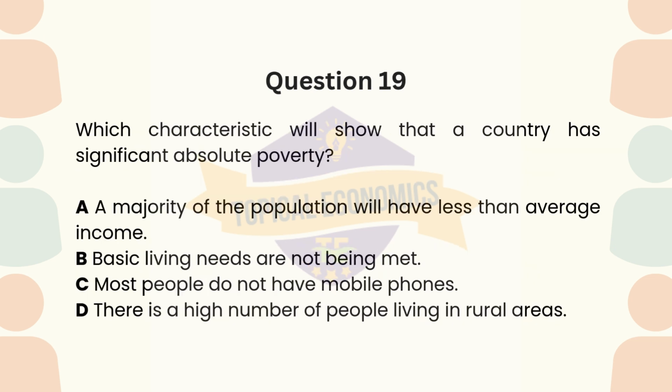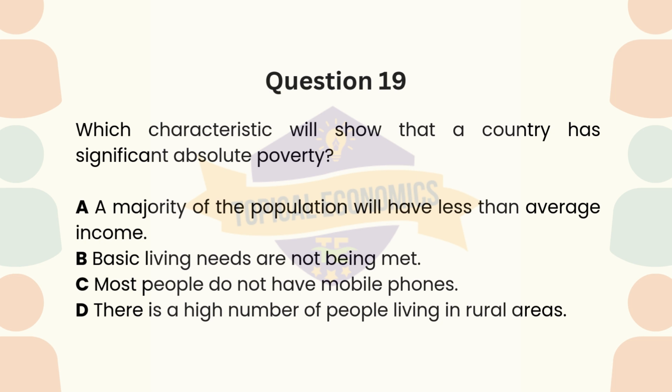Coming to question 19, this is again from 2018 May-June paper version 1. Which characteristic will show that a country has significant absolute poverty? And the options are given. Now, looking at the first option, a majority of the population will have less than average income. This may indicate economic disparity, but does not necessarily equate to absolute poverty if incomes are still above the poverty line. So this option is incorrect.